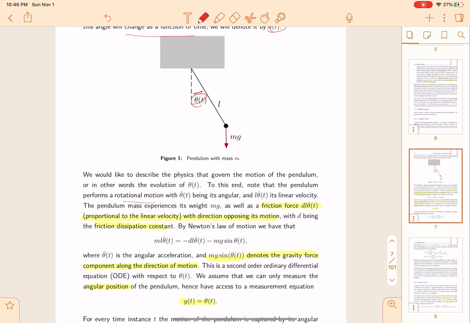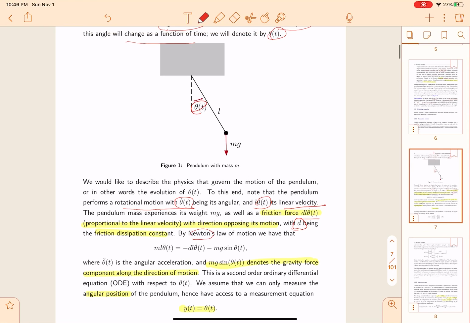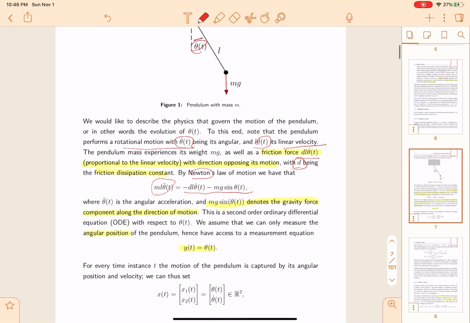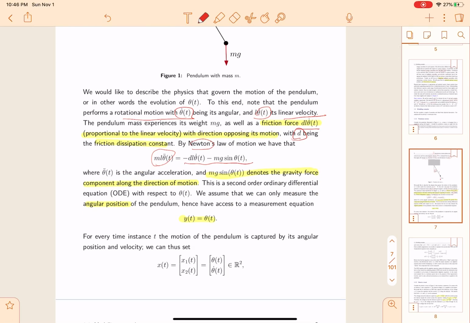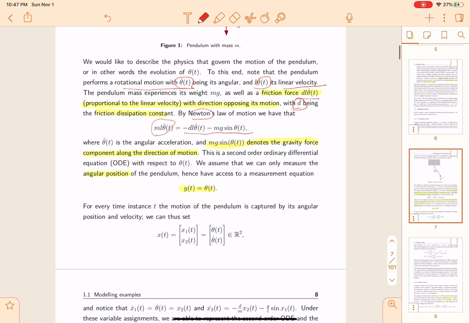So we will have a rotational motion, this is our angular velocity, and times its radius to the center of rotation will get linear velocity, and the pendulum mass experiences its weight mg, as well as a friction force d l theta dot, because the friction force is proportional to the linear velocity, and the d is our friction dissipation constant. By using Newton's law, we will have, this is our ma, that is a force, and this is the resultant force we have. Mg sine theta denotes the gravity force component along the direction of motion. And we can measure the angular position by measuring theta, which is exactly y in our equation here.